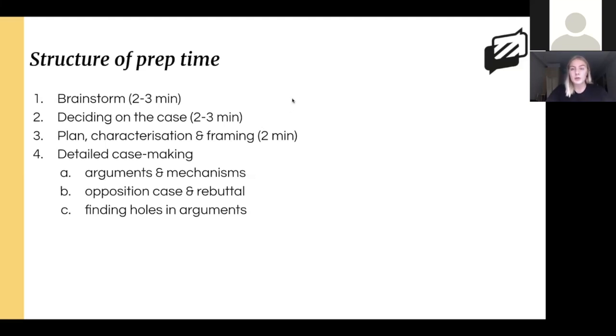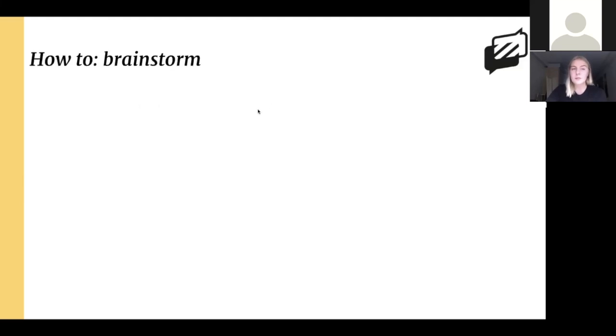I will now take you through all of the different parts that I have outlined here and give you some tips on how to do all of these things better. So firstly, how to go about brainstorming. This is the very first thing you do when you get a motion. And before I talk about anything on the side, there are some key things you need to remember.